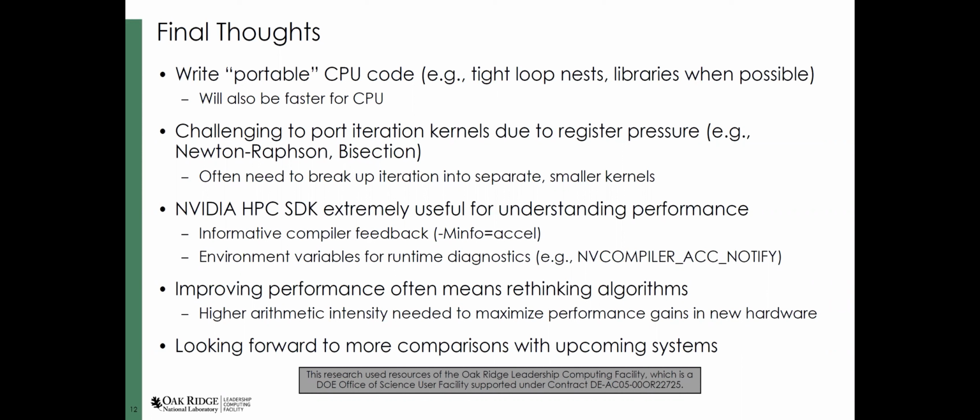And lastly, improving performance oftentimes means rethinking the algorithms themselves, not just making one algorithm work well. This falls back to what I was saying about needing higher arithmetic intensity if we're really going to maximize the performance gains that we see on new hardware that has even higher flop to bandwidth ratios. And so it'll be interesting, as we move forward, to see how our performance changes on these systems. Are we still going to be close to the roofline, or how are we going to move along those performance analyses? Thank you everyone for coming.